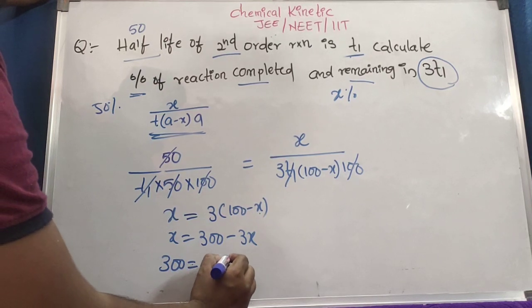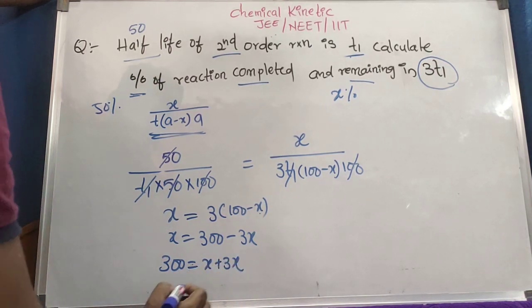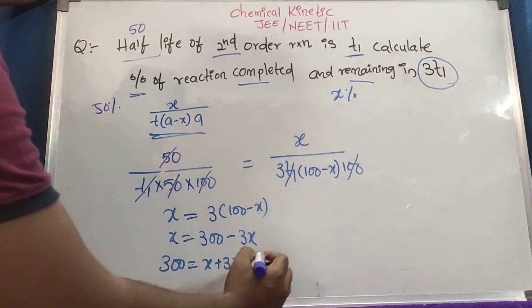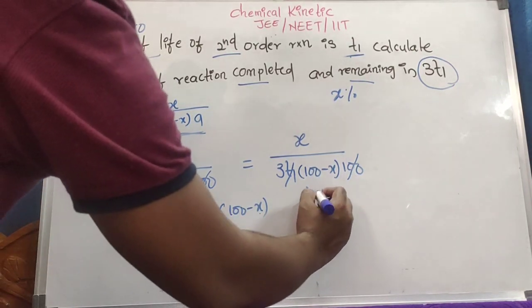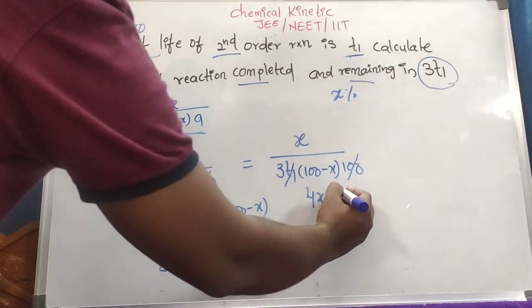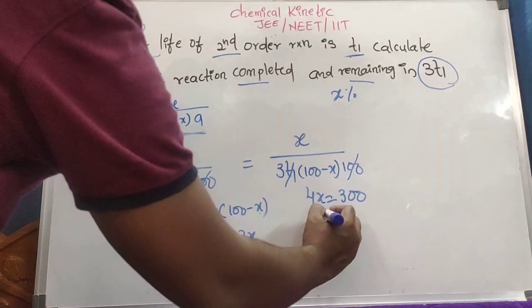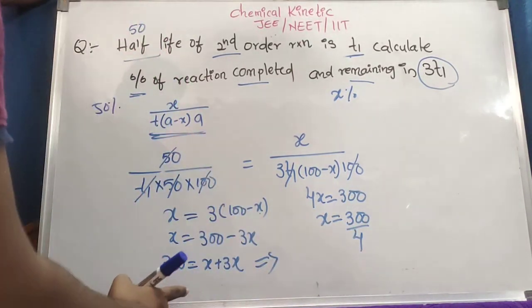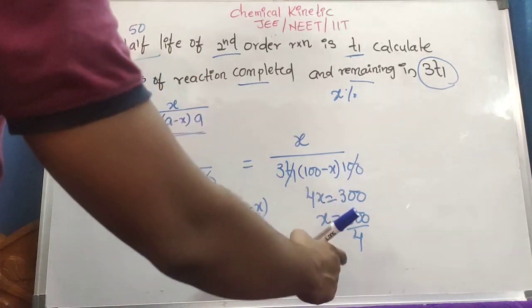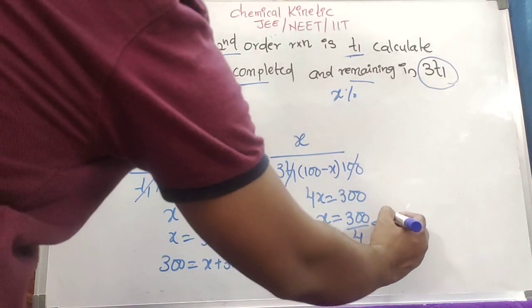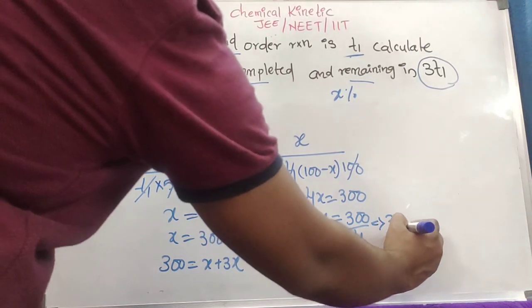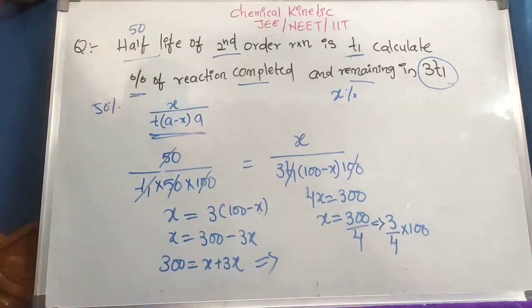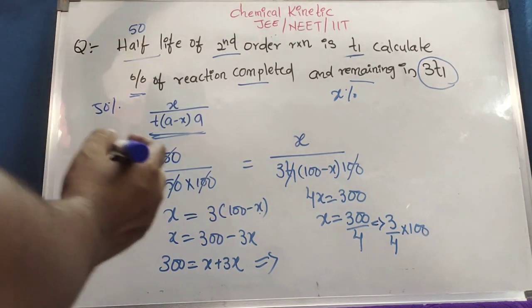So 4X equals 300, and X equals 300 by 4. We can write this as 3 by 4 into 100, that means 3 by 4 of 100, which is 75%.